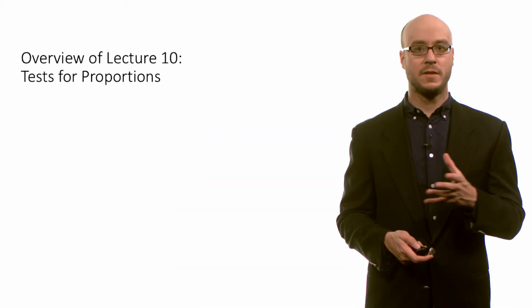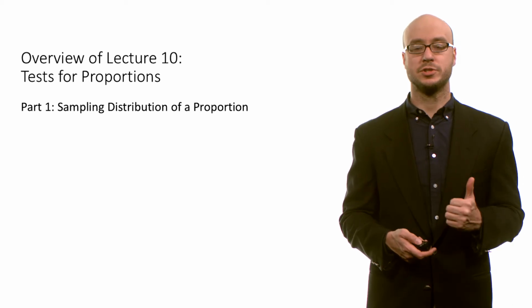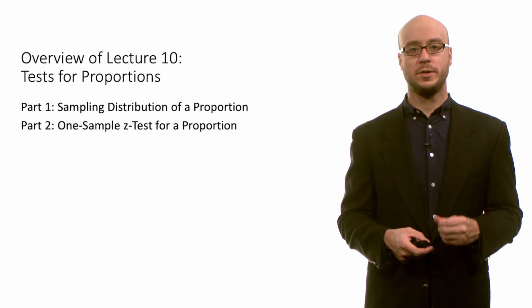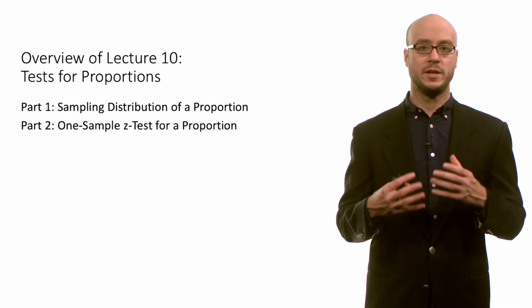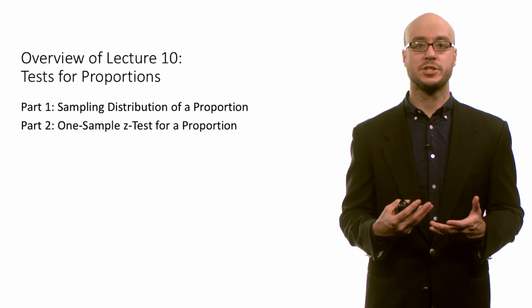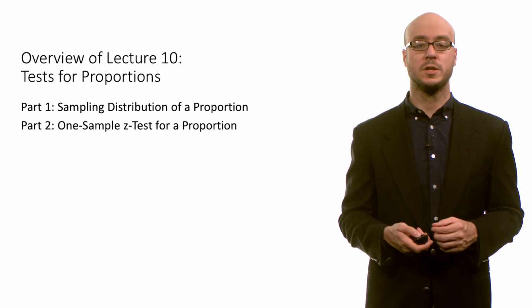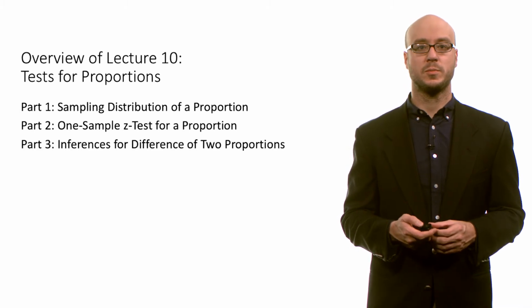So we cover several topics for this lecture. First, we're going to talk about the sampling distribution of a proportion. Then we're going to talk about the one-sample z-test for a proportion. We can treat the sample proportion as a sample mean under certain conditions, so then we can use the standard normal model as a model for the sampling distribution of a proportion.